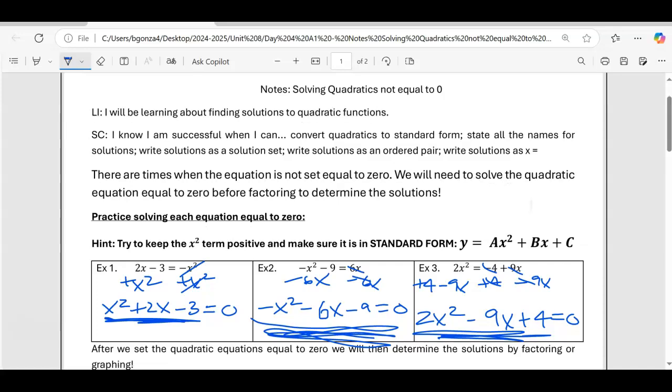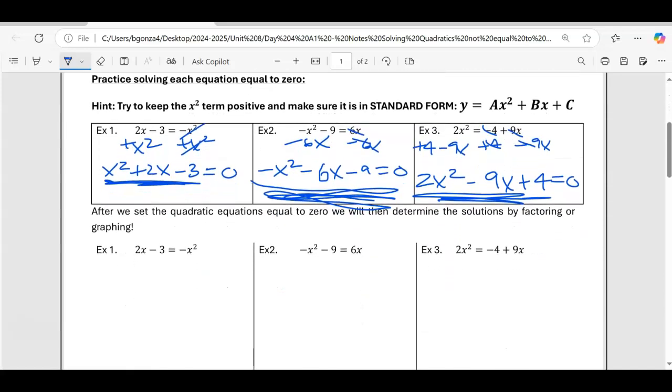So here's our practice. We just did this on the warm-up. And then draw an arrow down here. The examples down here are the exact same.